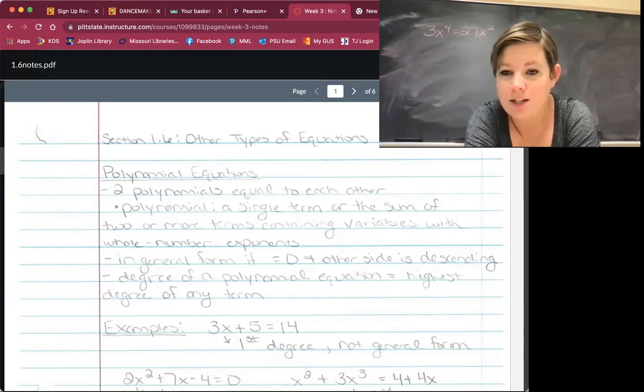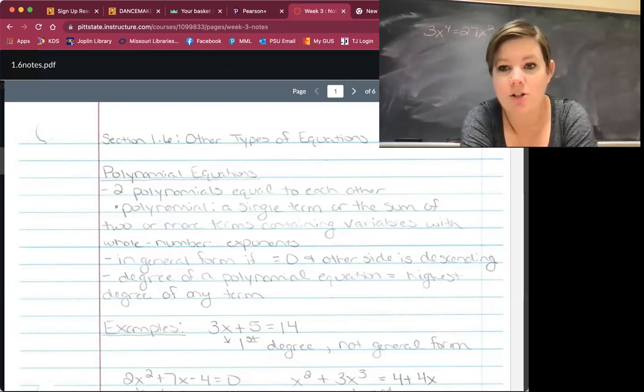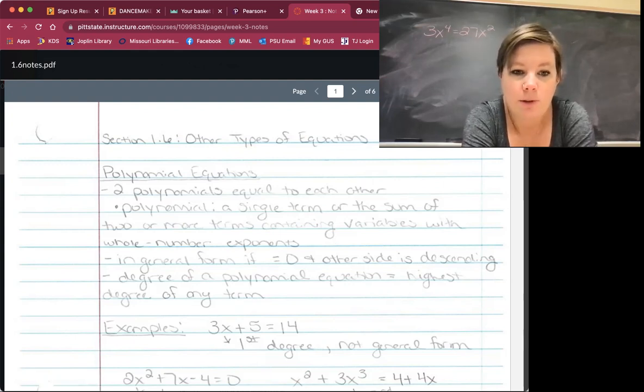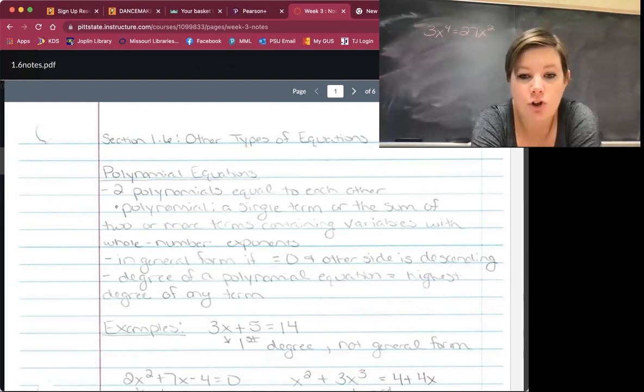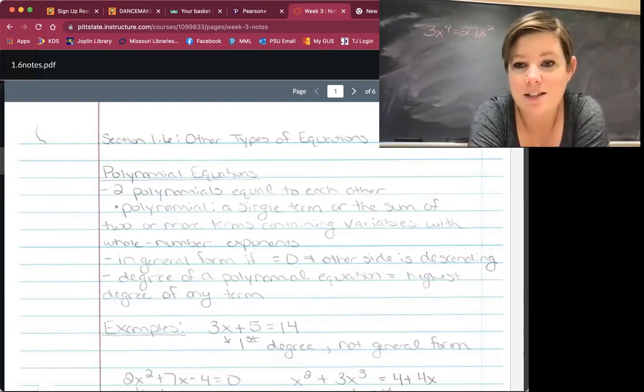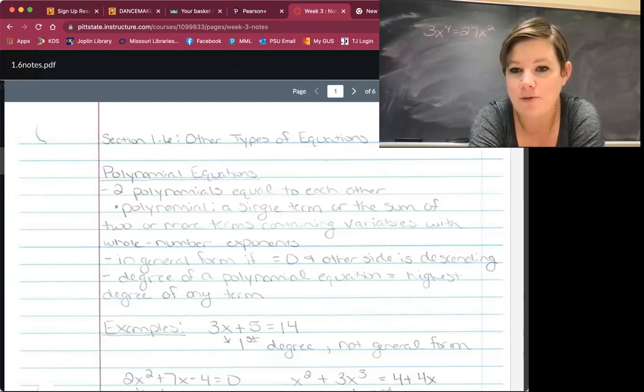And actually, you've already done things with this. Most of your mathematical career is using polynomial equations. Those are quadratic equations and those are linear equations and things like that. So a polynomial equation is simply where two polynomials equal each other. So a polynomial is a single term or the sum of two or more terms that contain the variables with whole number exponents. That's like the special rule, is the exponents have to be whole numbers. You don't get fraction exponents with polynomial equations. We'll talk about that in a little bit with rational equations. So they have to have whole number exponents, and you have to set them equal to each other.